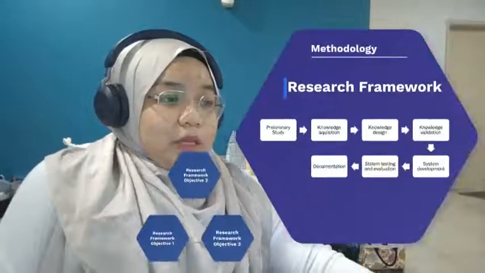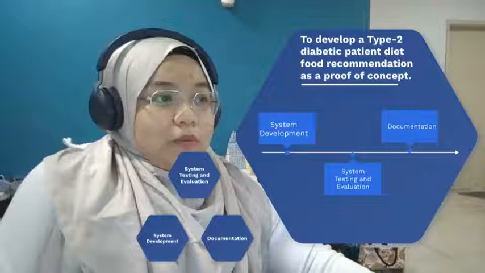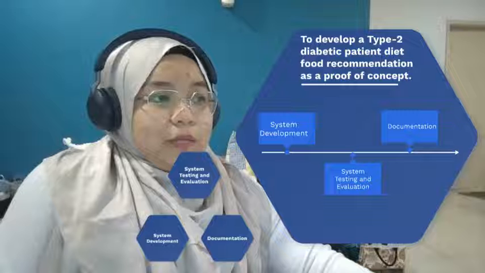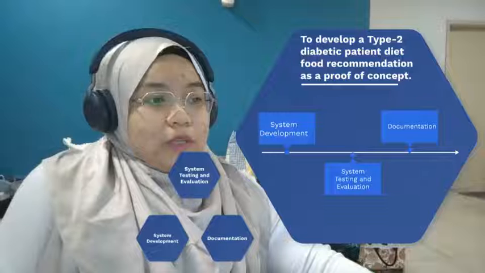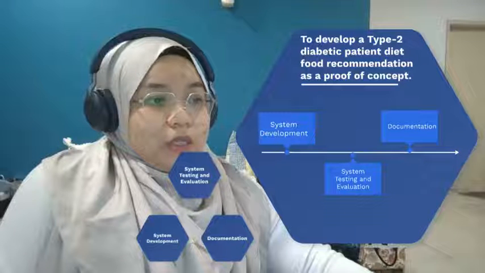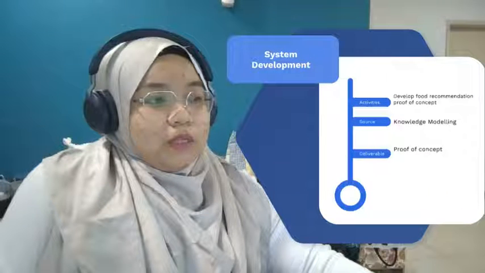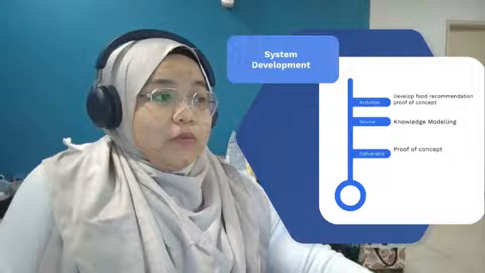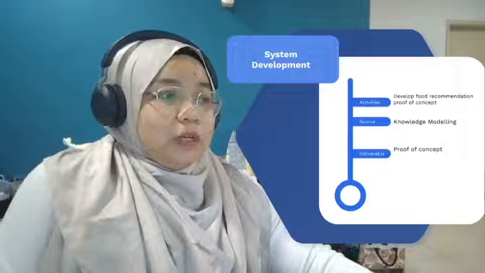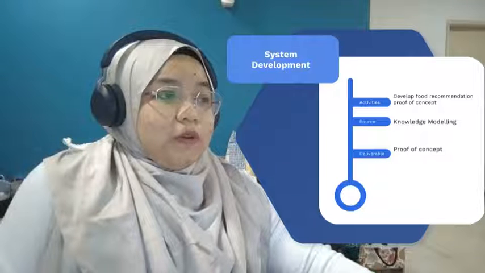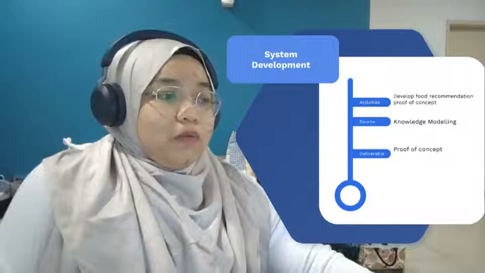result. Then we go to the last objective framework, to develop a type 2 diabetic patient diet food recommendation as a proof of concept. So here we have three deliverables, three steps. System development: the activity is to develop a food recommendation as a proof of concept, the source is knowledge modeling, and the deliverable is the proof of concept.